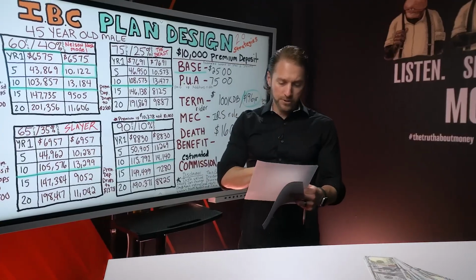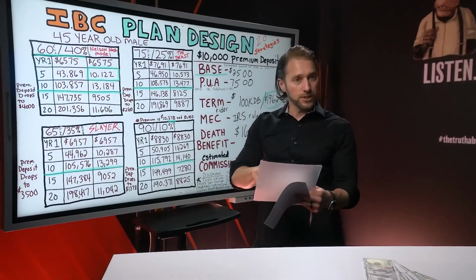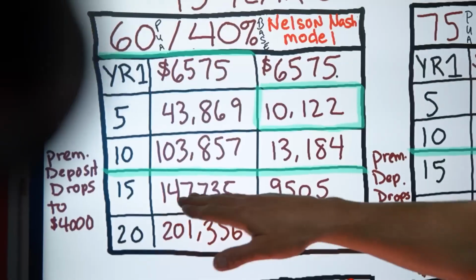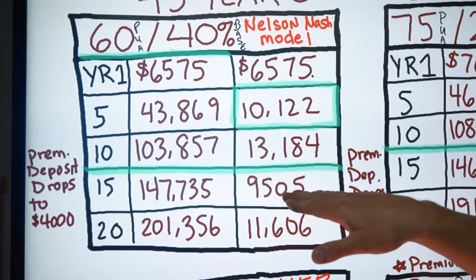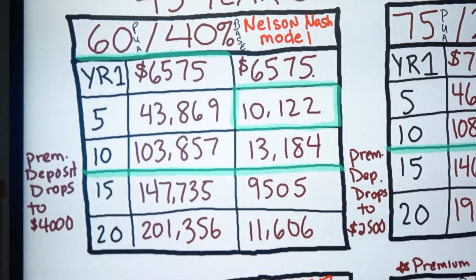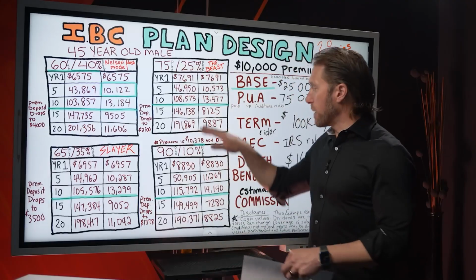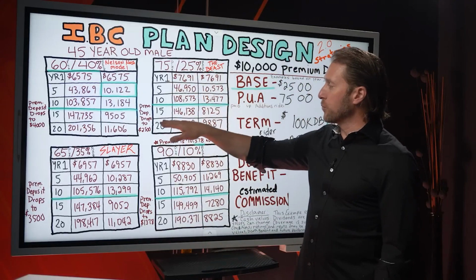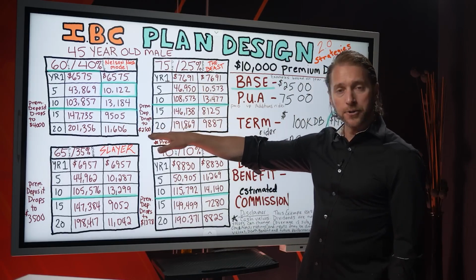And if we put $4,000 in, we were able to take $4,600 out. And as we got to the 15th year, we put $4,000 in and we were able to get $9,500 out. Now in this policy design, after the 10th year, we can only put $2,500 in.